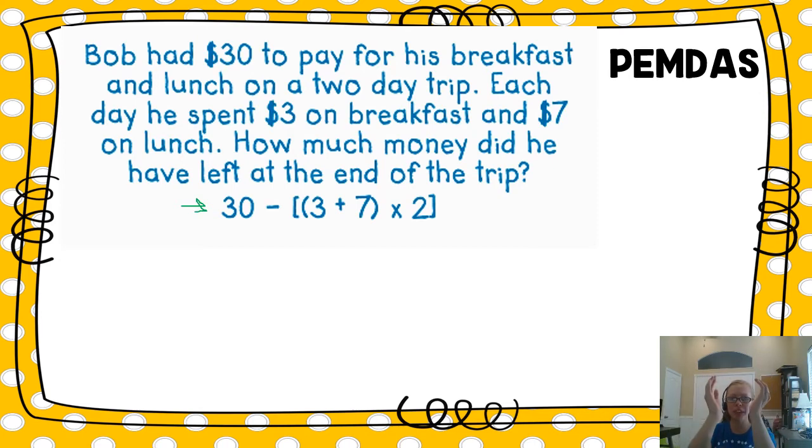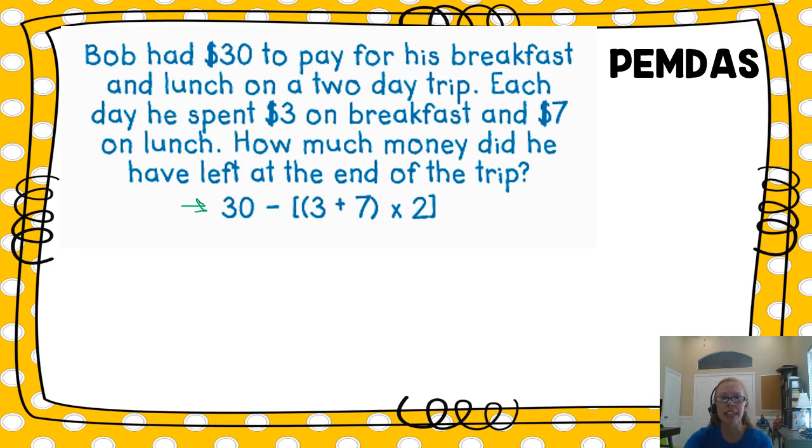We see the 3 plus 7 in parentheses because that's how much he spent in one day on food for breakfast and lunch. Then we see that 3 plus 7 is multiplied times 2 within some brackets. That's because he was on a 2-day trip. So here's the total amount for each day times how many days he went on that trip. And then the 30 on the outside is what we'll subtract from to figure out what's left over.